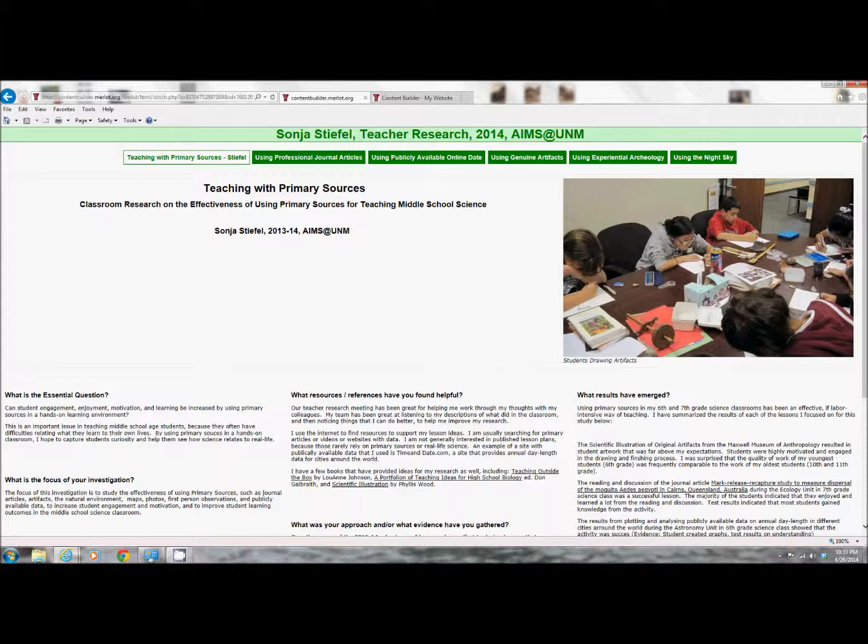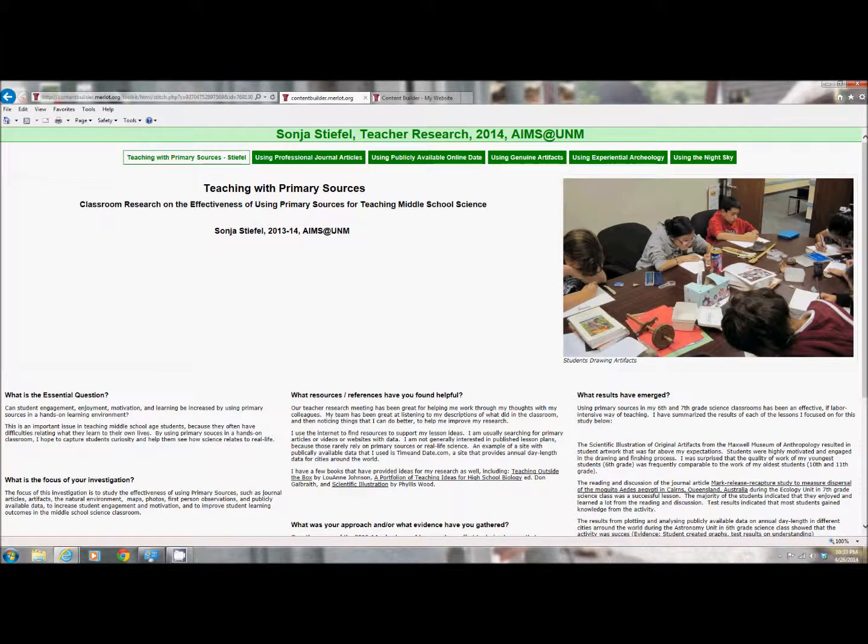So this is the home page of the website, and here is a picture of some of my students drawing ancient artifacts that we borrowed from the Maxwell Museum of Anthropology. As teachers at AIMS, we do our professional development as a way of improving our teaching practice and doing research to discover how we can be better teachers.